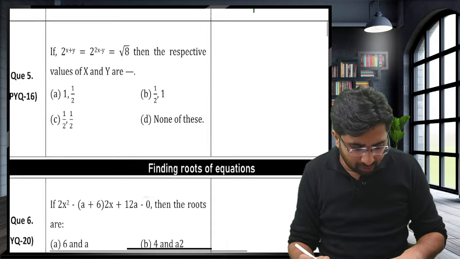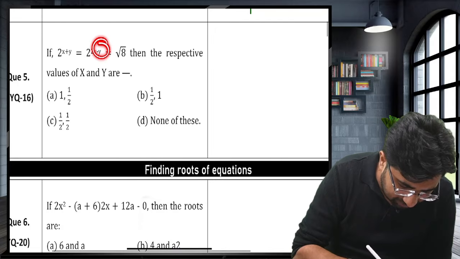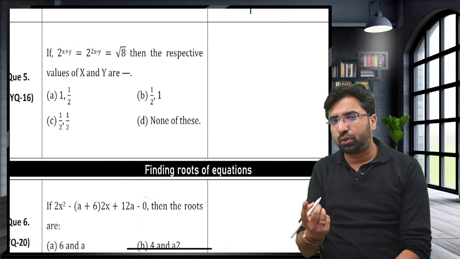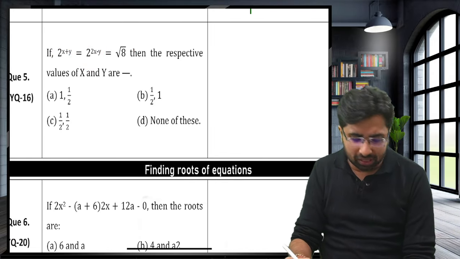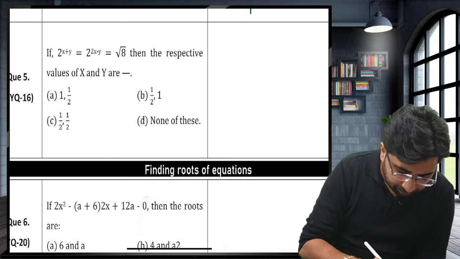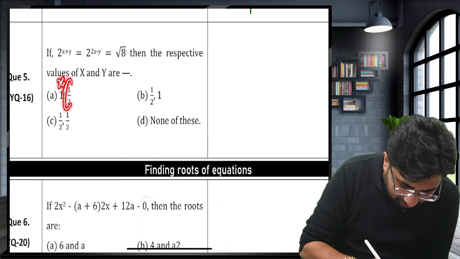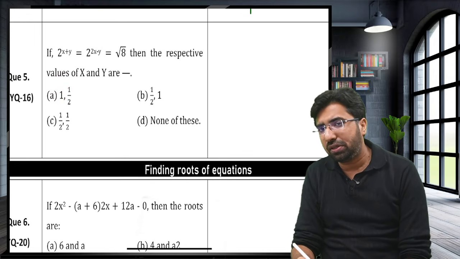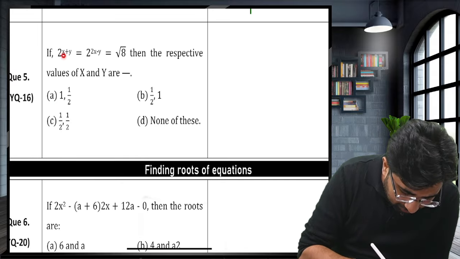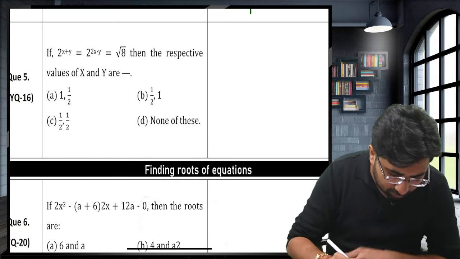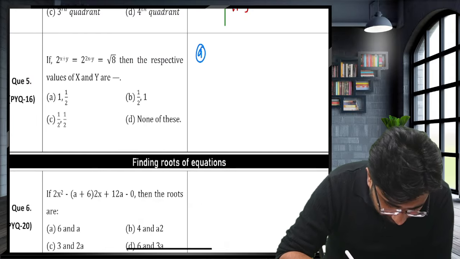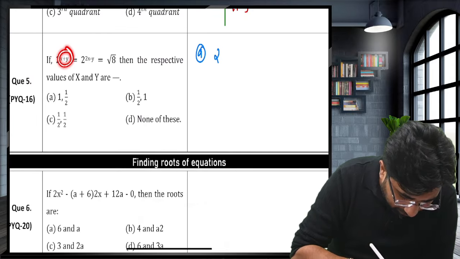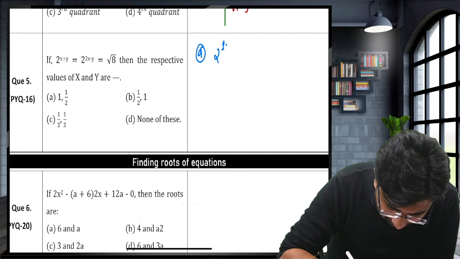Next question. They are asking the value of x and y. I will go from option to question. The option which will give me LHS equals to RHS, that option will be correct. If you go from option A, x is 1, y is 1 by 2, that means 0.5. Let's put option A. You will get 2 raised to the power 1.5.